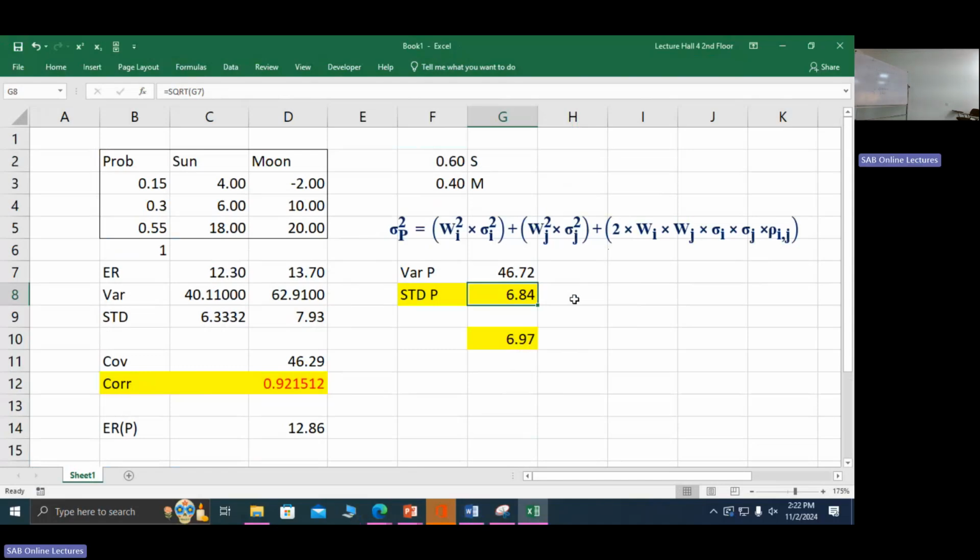So this is the correct answer, right? In the exam you should be able to find a question like this. Any queries, any question? Last one.